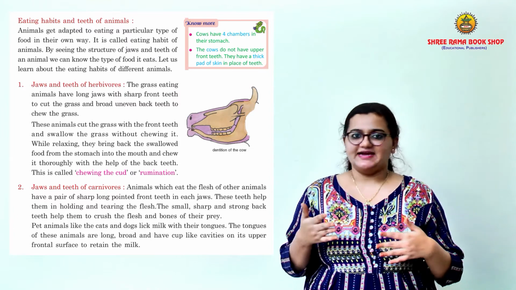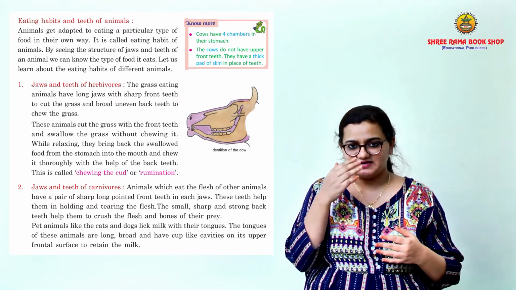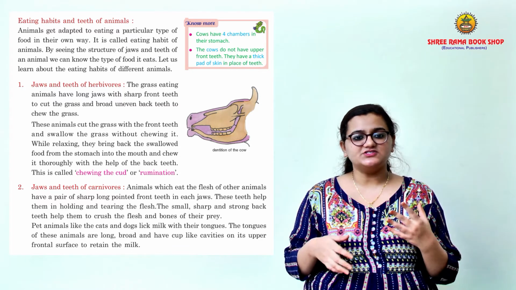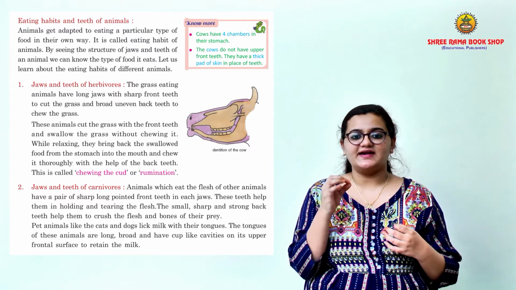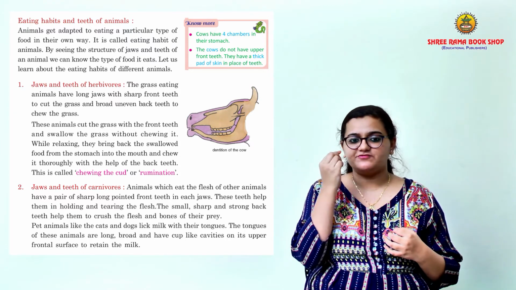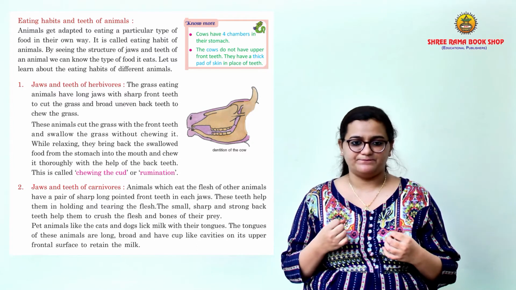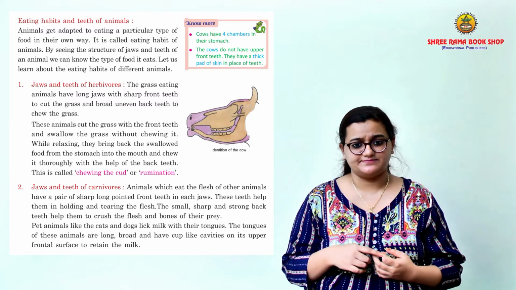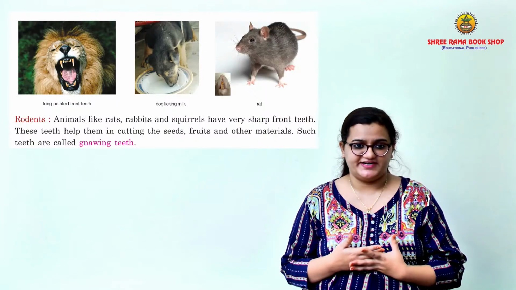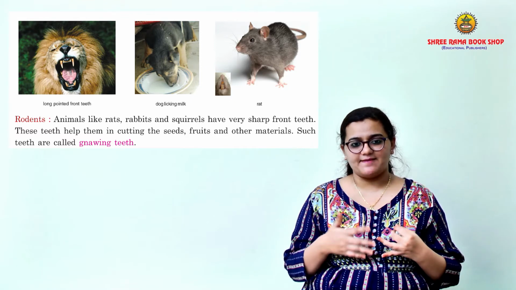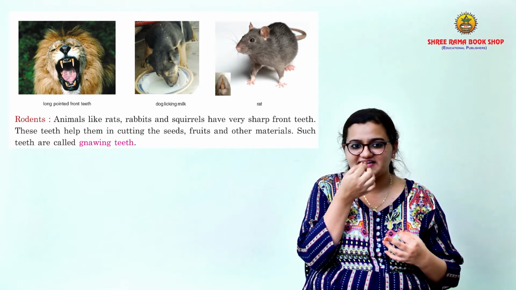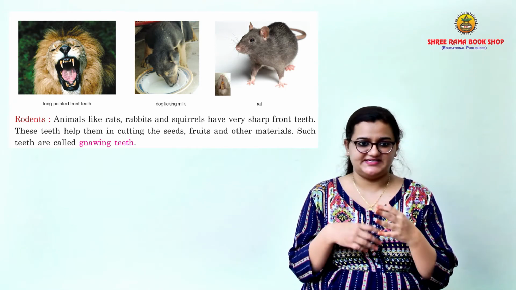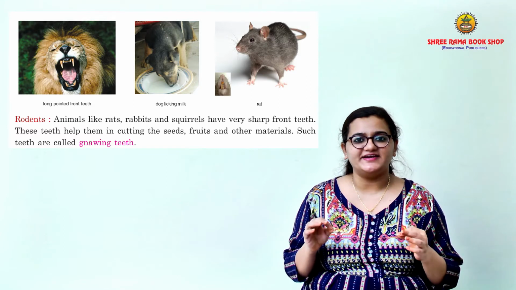Pet animals like cat and dog lick the milk with their tongue. You might have seen if you have had pets. The tongues of these animals are long, broad and have a cup-like cavity on the upper frontal surface to retain the milk. You can see the pictures given in your textbook for a clear understanding. Next comes the rodents. Animals like rats, rabbits, squirrels have sharp front teeth. These teeth help in cutting the seeds, fruits, nuts and other materials. They are called gnawing teeth.